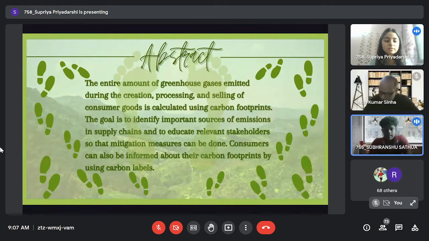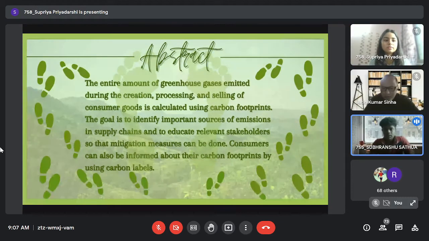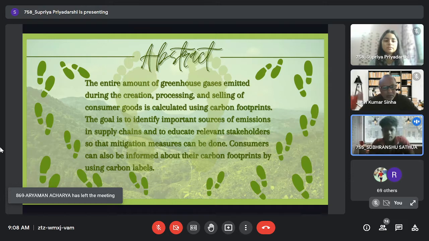Thank you, Supriya. Guys, as you know, climate change and global warming are internationally recognized as current issues, driving negative effects on humanity and being mainly caused by GHG emissions generated both from industrial activities and from other anthropogenic activities. Then let's move to the abstract of a carbon footprint. The entire amount of greenhouse gases emitted during the creation, processing, and selling of consumer goods is calculated using carbon footprints. The goal is to identify important sources of emissions in supply chains and to educate relevant stakeholders so that mitigation measures can be done. Consumers can also be informed about their carbon footprints by using carbon labels.